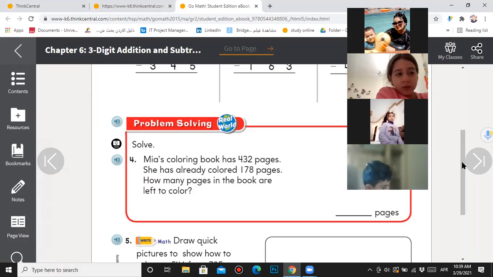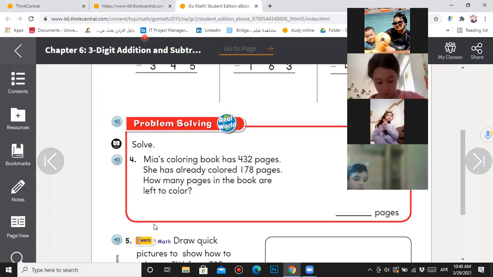Minus. We have a coloring book. Yes. Okay. So Maya already colored 178 pages out of 432. So guess how many pages left, we should take out 178 from 432, okay? We take the pages she colored from the whole book, then we can guess now how many pages left, okay? To fill up.